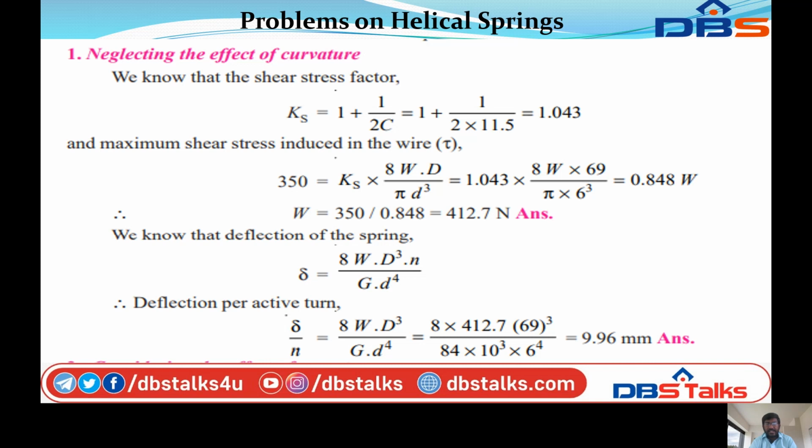So we know that shear stress factor Ks is equal to 1 plus 1 by 2C. Already seen in a previous problem. So substitute the value of C: 1 plus 1 by 2 into 11.5, that is equal to 1.043. So shear stress factor Ks is equal to 1.043. And find the maximum shear stress induced in the wire. Tau is equal to Ks into 8 into W into D by pi into d cube.